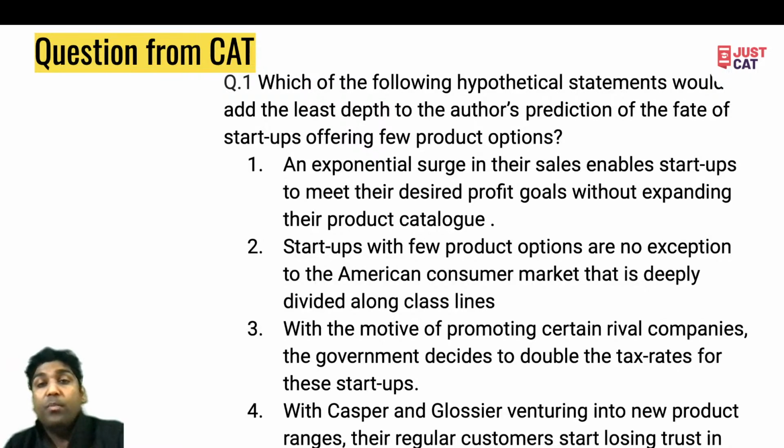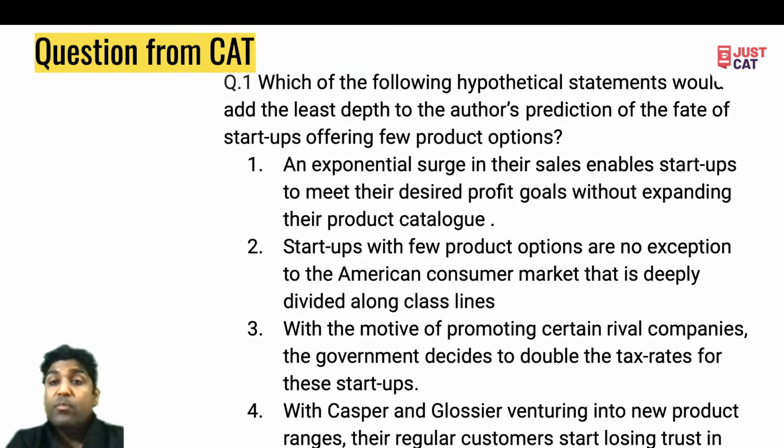Second option: startups with few options are no exception to the American consumer market. It is deeply divided along the class lines. So that is what they have said. Startups are still not making products for the poor people. Third option: with the motive of promoting certain rival companies, the government decides to double the tax rates for these startups.